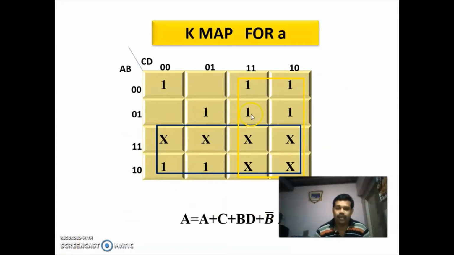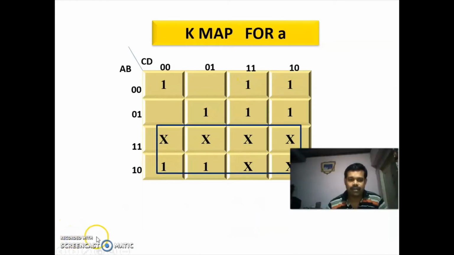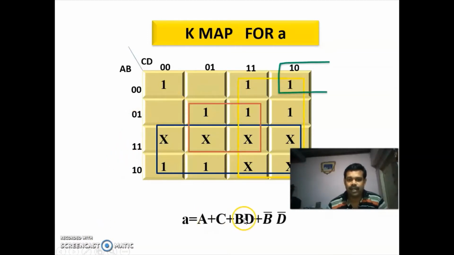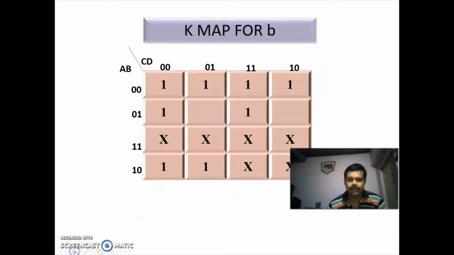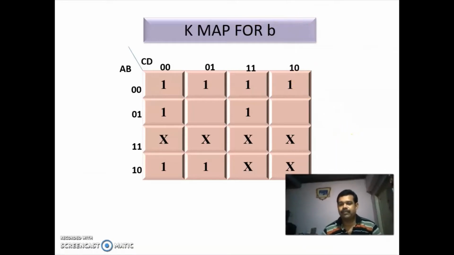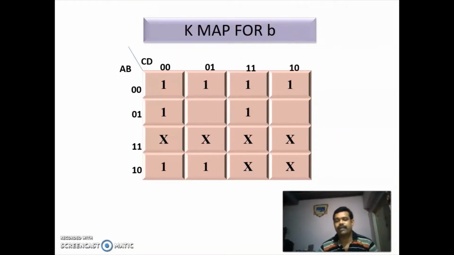Now we have got the value for A. So we have grouped these terms and we got the expression for A. Now we are going to map the terms for B. By looking at the column of B, we have plotted the ones and we are going for grouping. So we can group these 8 ones, then we can group these 4 ones, similarly these 4 ones and these 8 ones we can group.